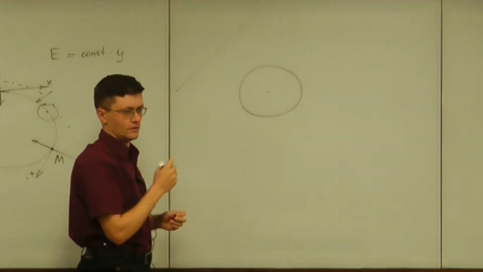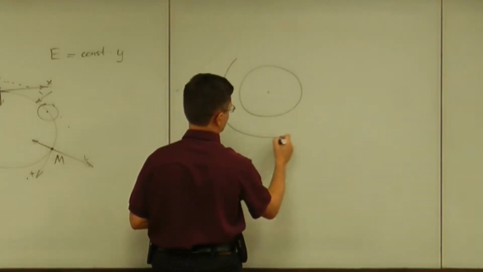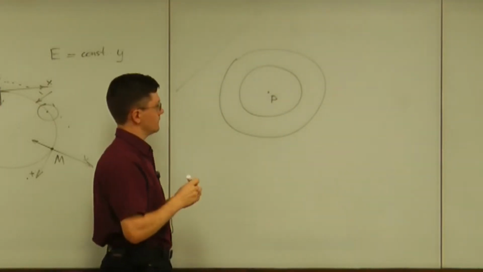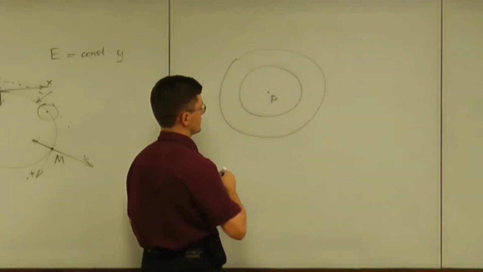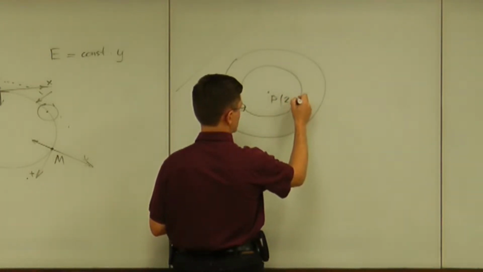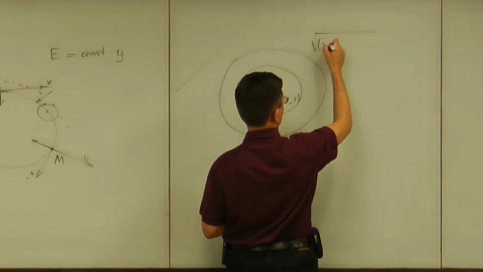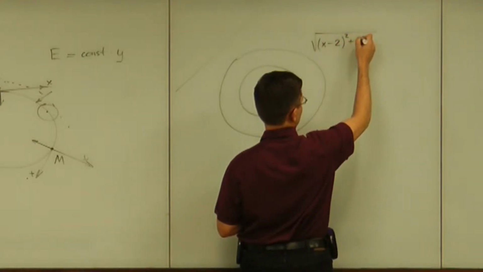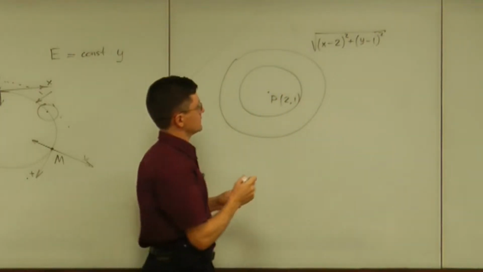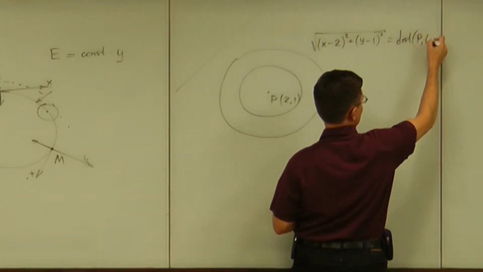Speaking of geometric approach, if you think about the distance function, and if I give you the point P, then you know what the distance function is. If P has, let's give it some coordinates, 2, 1, the distance to this point is the square root of x minus 2 squared plus y minus 1 squared. So this is the distance from P to the point x, y.